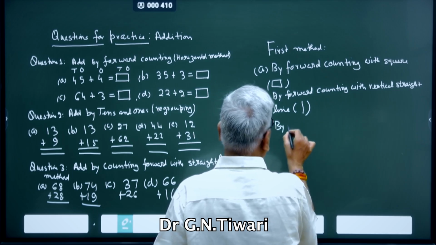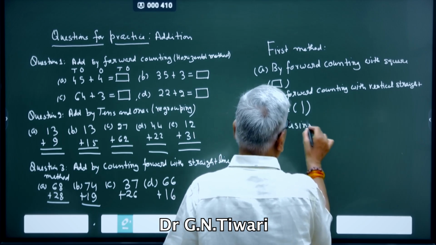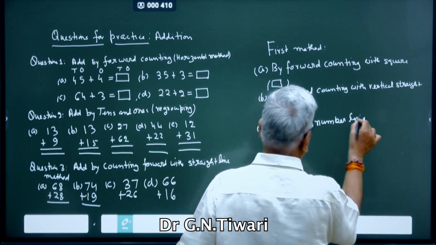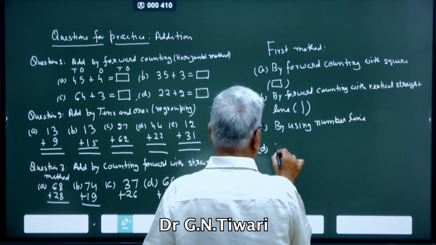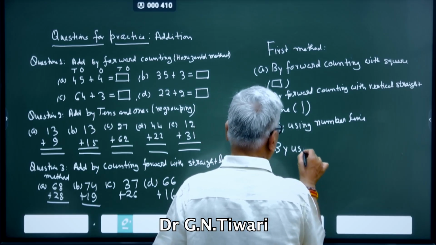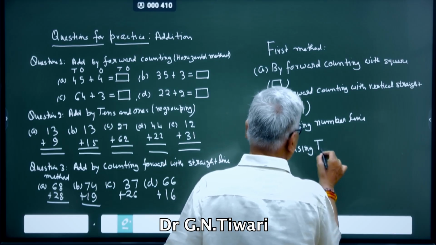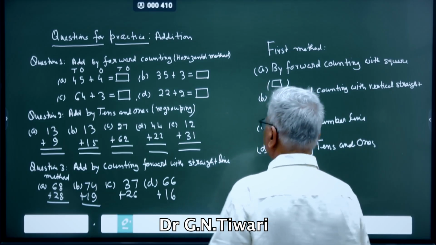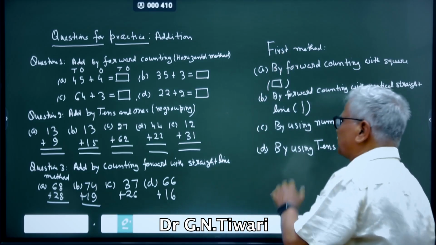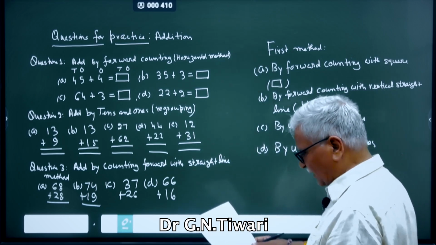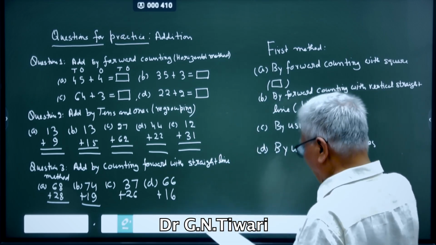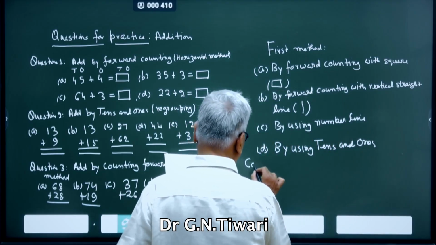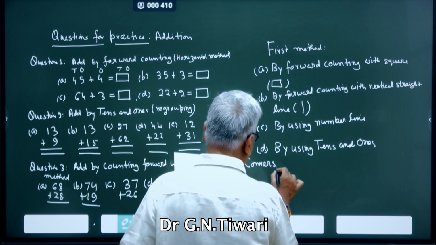C: by using the number line. D: by using tens and ones. These are the four methods which I have discussed in all. But I want to give you some hints. I am repeating them also: when you see a conversion, I will repeat many times.